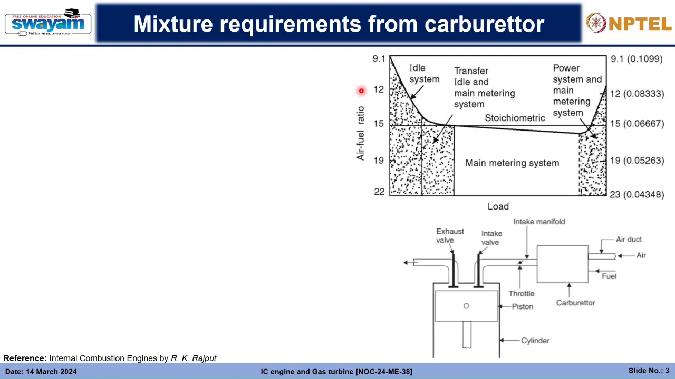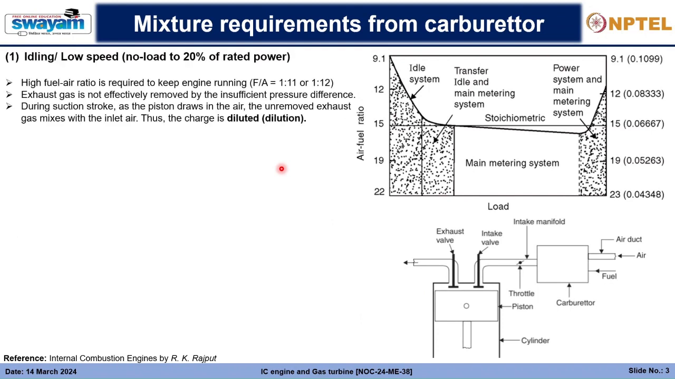Next, let us talk about different conditions in which the engine runs and accordingly how the carburetor should supply the air-fuel mixture. So, if we see the air-fuel ratio, this is increasing in the downward direction. Rather, the fuel-air ratio will be increasing in the upward direction.